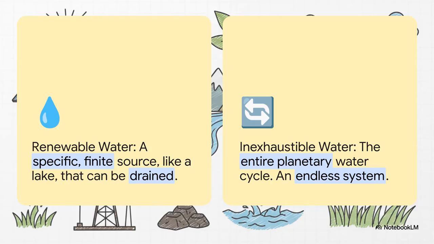Here's the deal. It all comes down to perspective. On the left side, under renewable, we're talking about a specific source, like one single lake or one aquifer. You can absolutely drain that dry. But on the right side, under inexhaustible, we're talking about the Earth's entire water cycle, evaporation, clouds, rain, that whole planetary system. And that system, powered by the sun, is endless. It's all about the scale you're looking at.